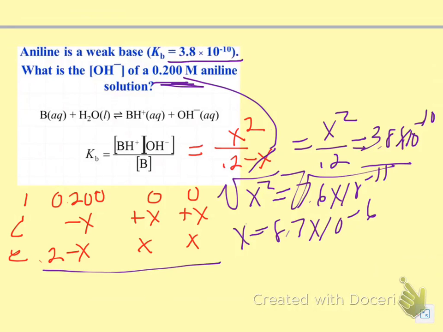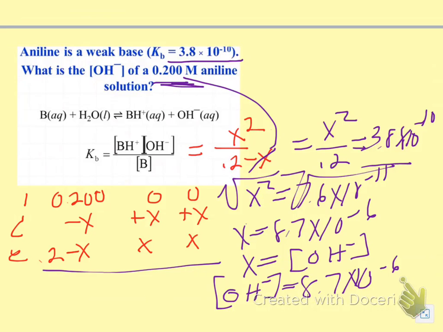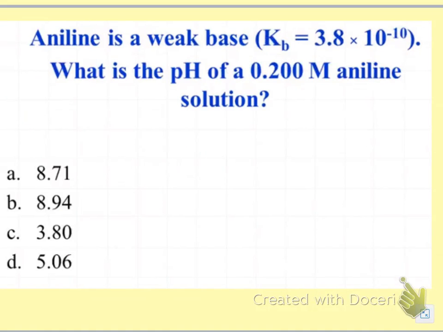Now that x is my hydroxide ion concentration, right? And that's what we're asking for in this problem. So we're going to use this concentration in the next problem. Okay. So now that we know the OH concentration, we're trying to find what is the pH of this solution. So go ahead and pause and try to answer that problem.